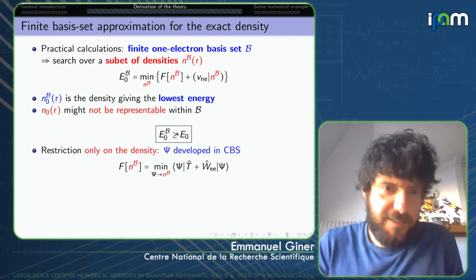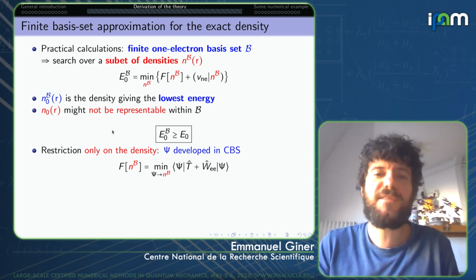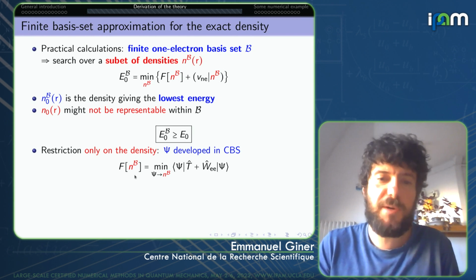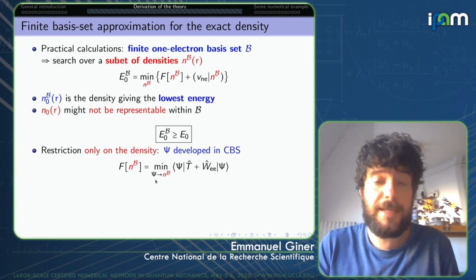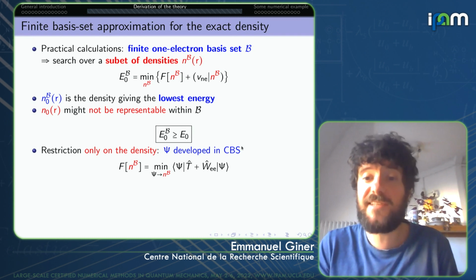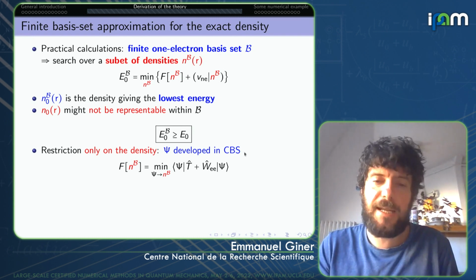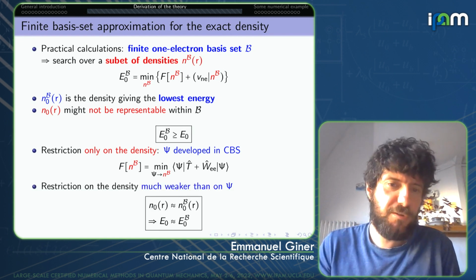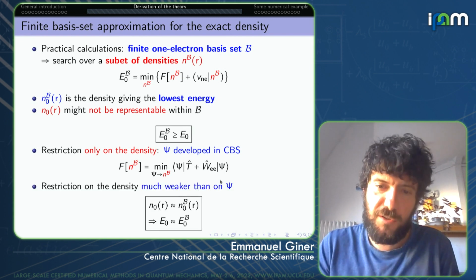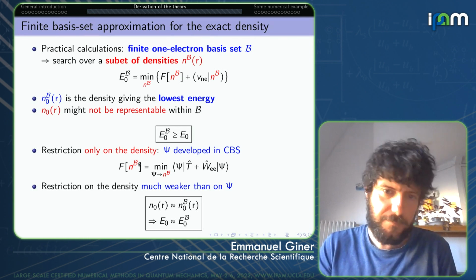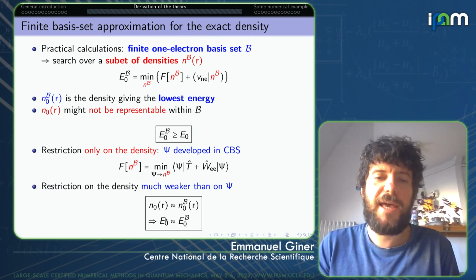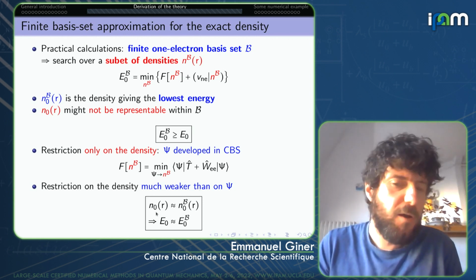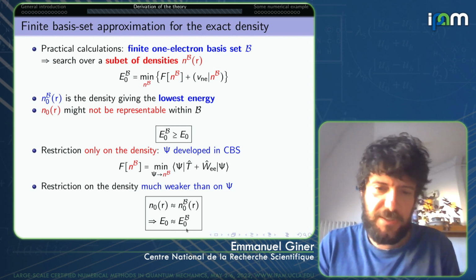But the idea is that the restriction here is only on the density, because in your Levy-Lieb functional, when you plug in a density in your basis set, the wave functions don't care. They are still developed in the complete basis set limit. So they can have the cusp, they can have dispersion forces, anything you want. And so this is why the restriction on the density is much weaker than the restriction on the wave function in F. Said in other terms, the exact ground state density is well approximated by this n_0^B, or E_0 is well approximated by E_0^B.